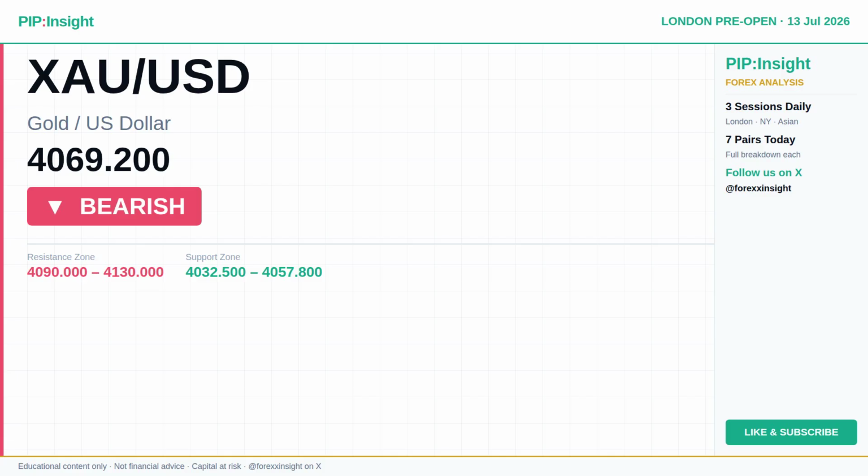On the 15-minute chart, we've seen a modest bounce off the Asian session low at $4,057, but that recovery looks tentative. Price is already struggling around $4,069 to $4,081.